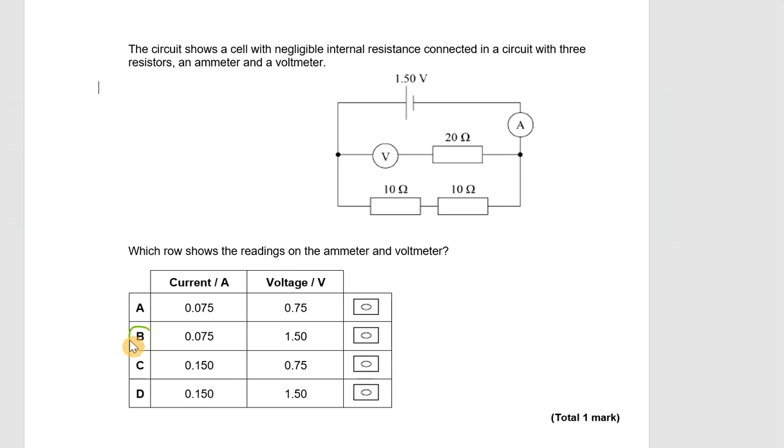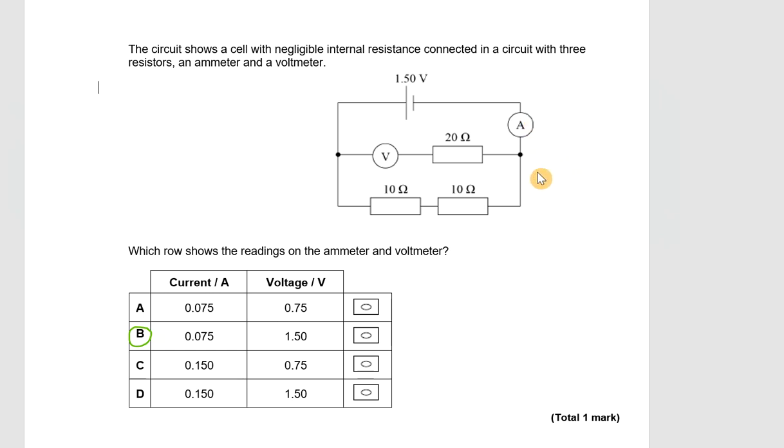If you got the answer B, well done. If you didn't, here's my explanation. So the circuit shows a cell with negligible internal resistance connected in a circuit with three resistors, 1, 2, 3, an ammeter and a voltmeter. Which row shows the readings on the ammeter and the voltmeter?